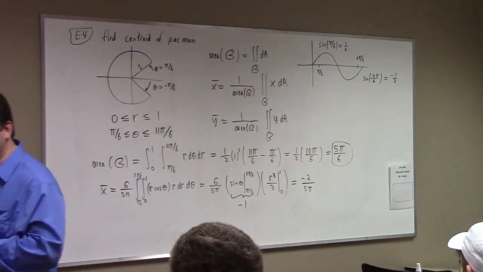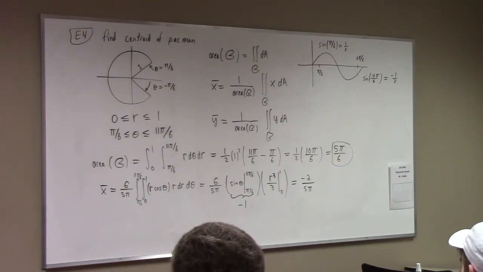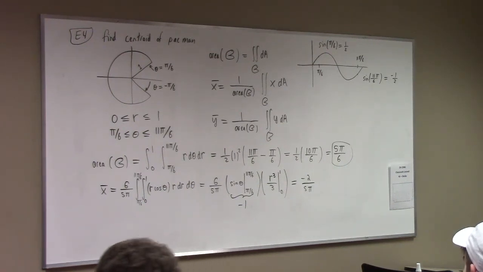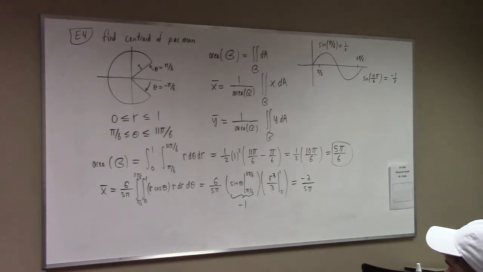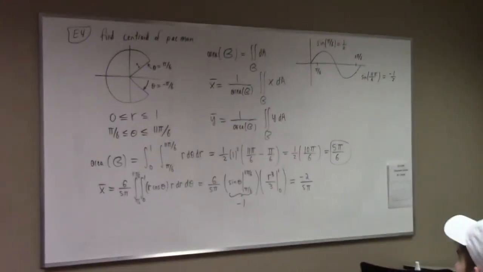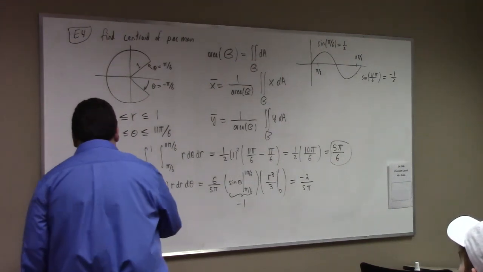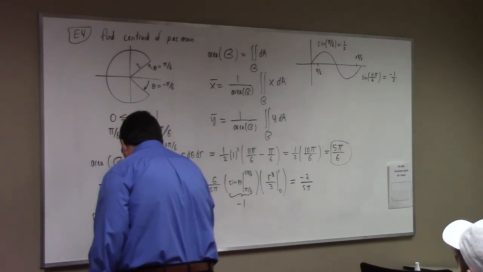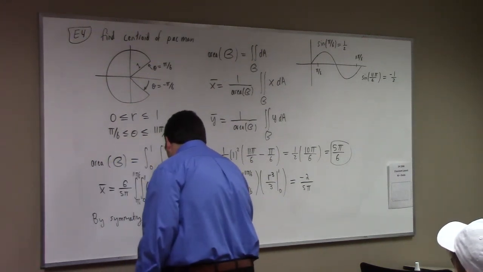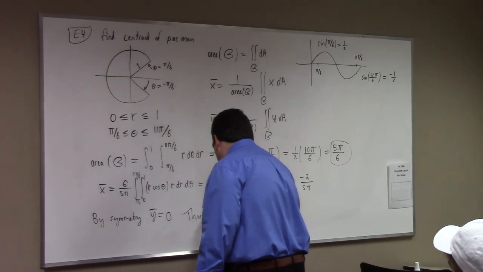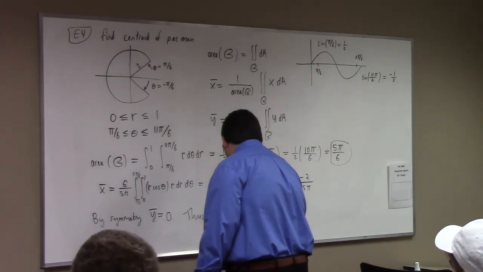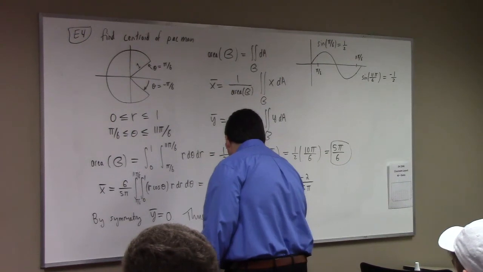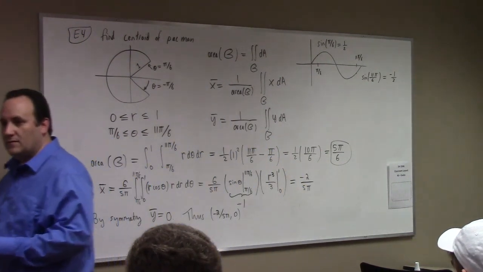What's y bar? I heard a small but sure 0. Right. Why is y bar 0? Exactly. By symmetry, y bar equals 0. So thus the centroid is at -2 over 5 pi, comma 0, which makes a lot of sense if you just look at the picture for Pac-Man.